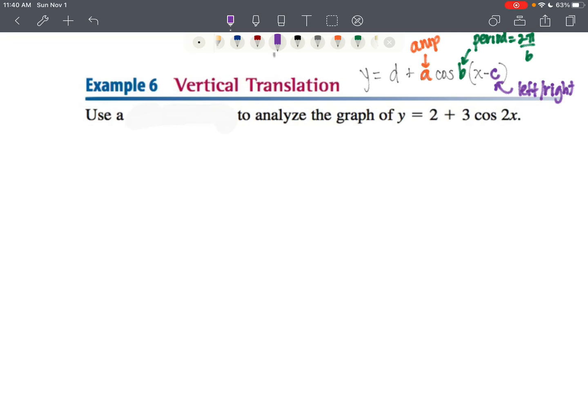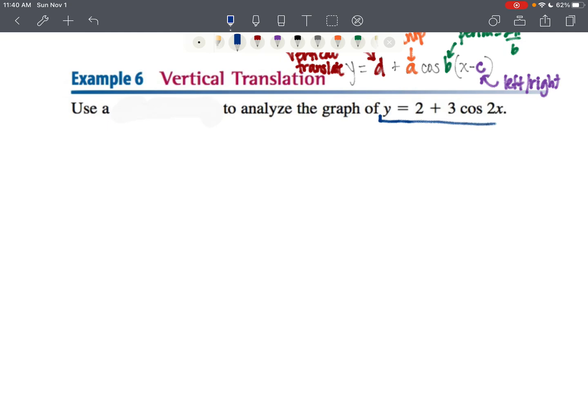So where was the up-down move? Right here. That's our up-down, so that's our vertical translation. So that tells us where our midline is going to be. Where is our midline going to be? So here on the graph, y equals 2 plus 3 times cosine of 2x.